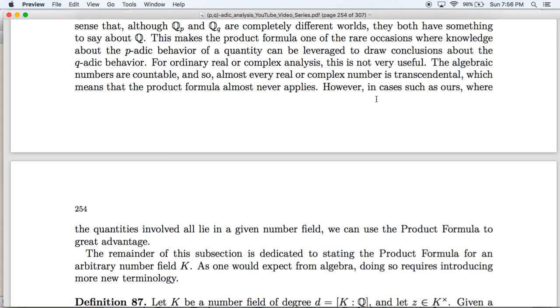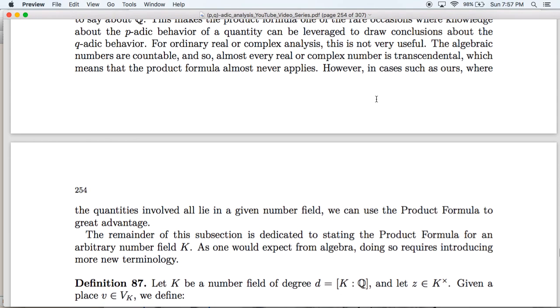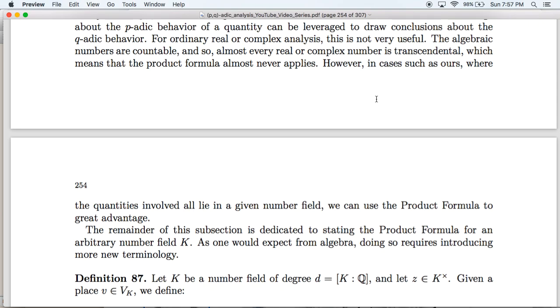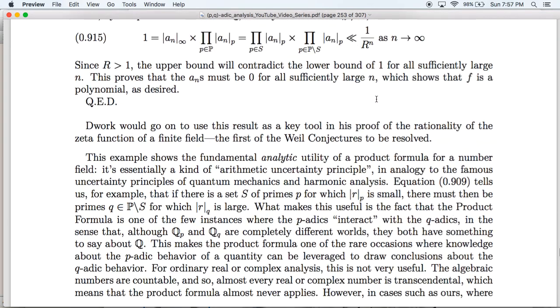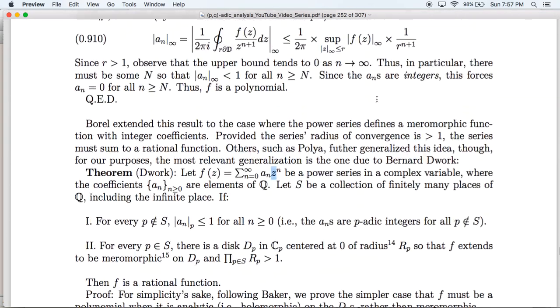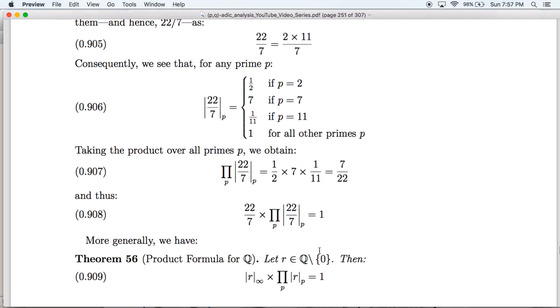So the remainder of this subsection is going to be dedicated to stating the product formula for an arbitrary number field k. And as one would expect from algebra, to do so, we need to introduce some more terminology. The problem is that while the classic product formula for Q is very simple, when we consider a number field K, we're going to have to weight these various absolute values with exponents.